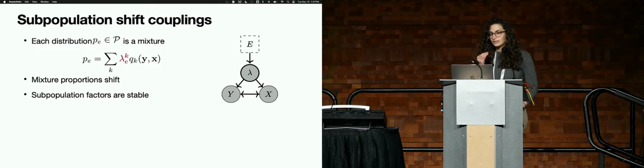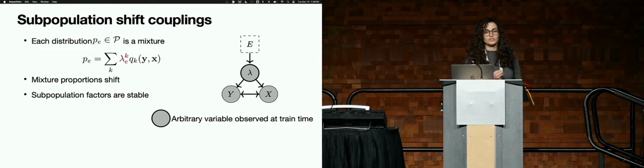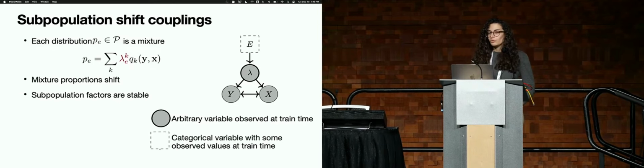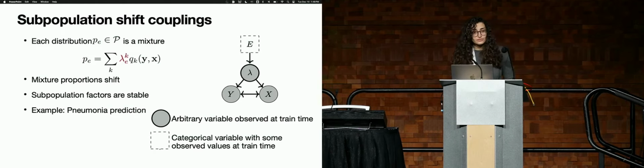And as a quick aside, let's just define what this DAG is. In the DAGs, or the notation that we will use, grayed out nodes denote a variable that is observed at training time. And we will use the square dashed node to denote a categorical variable. Some values of this categorical variable may be observed at training time, but some might not be observed at all at training time. One example of this kind of coupling is when we're trying to predict pneumonia.